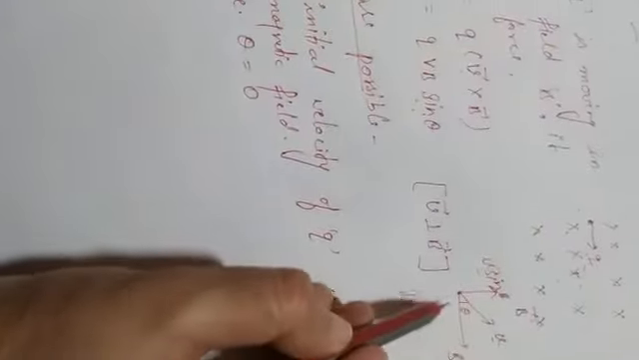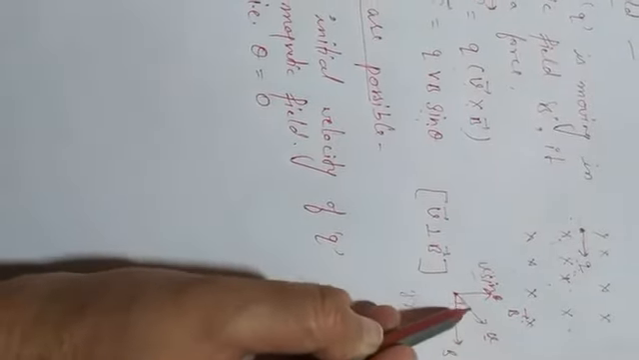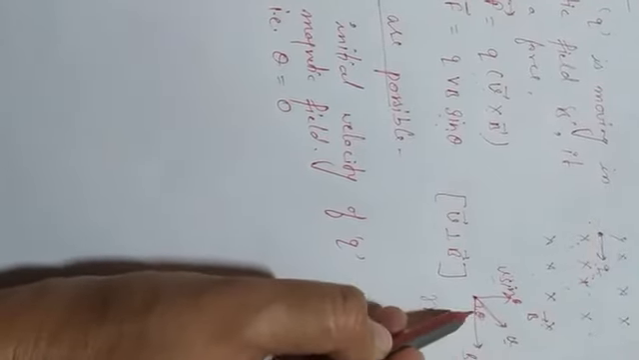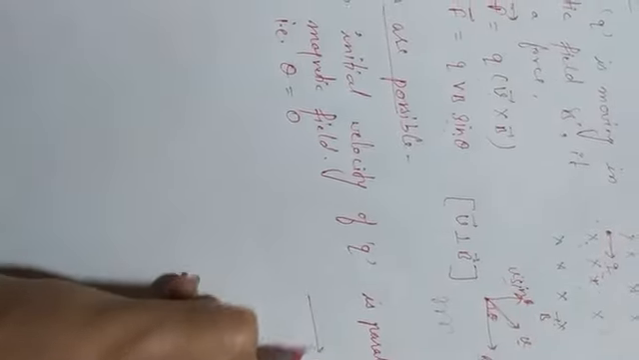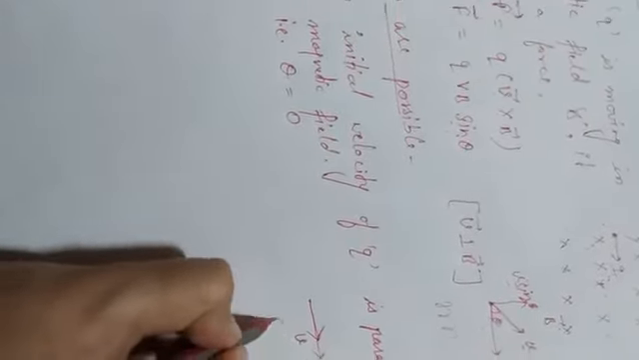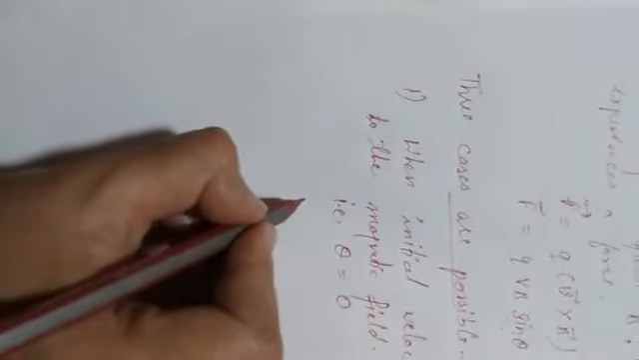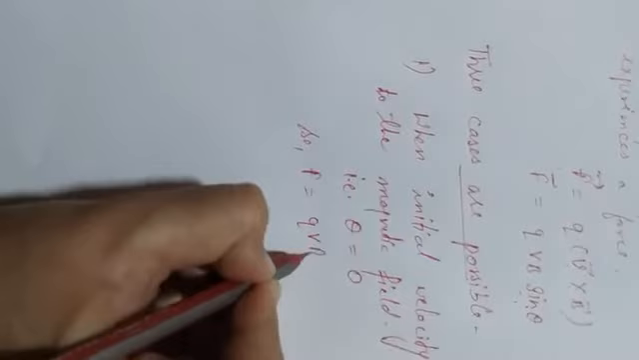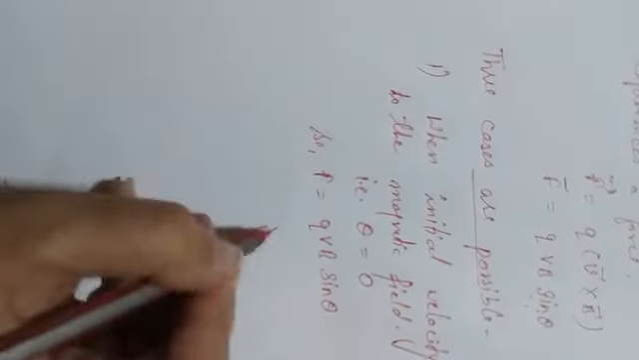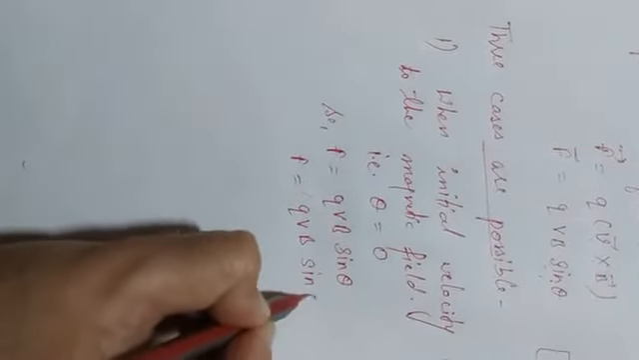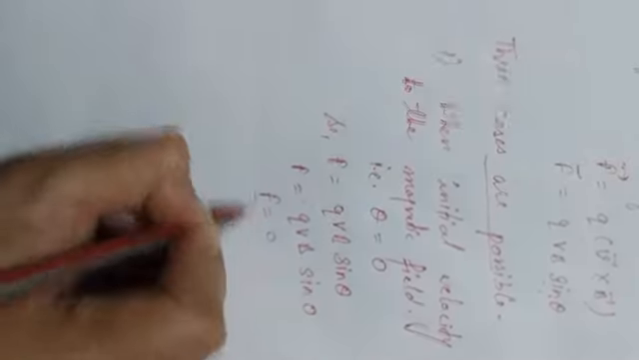Like this, we have taken the magnetic field acting in this direction and the velocity acting in the same direction, so it will not make any angle; theta will be 0. B is acting in this direction and V is also acting in this direction, so theta equal to 0. Then the force acting will be, we know, F equal to QVB sin theta, and with theta 0, F equal to QVB sin 0, so F equal to 0.